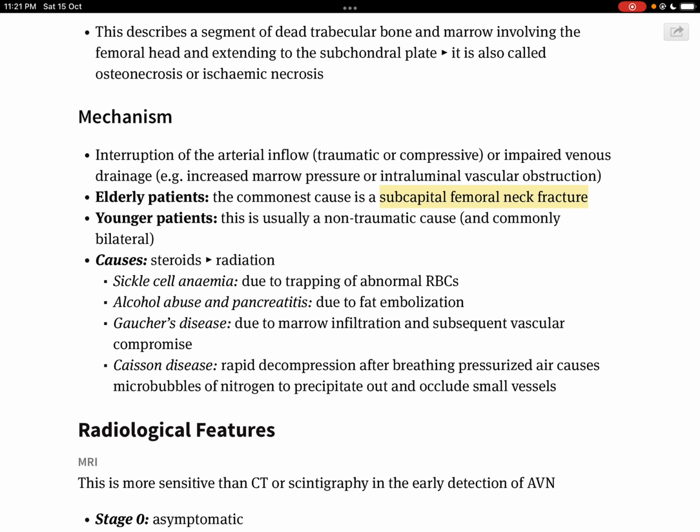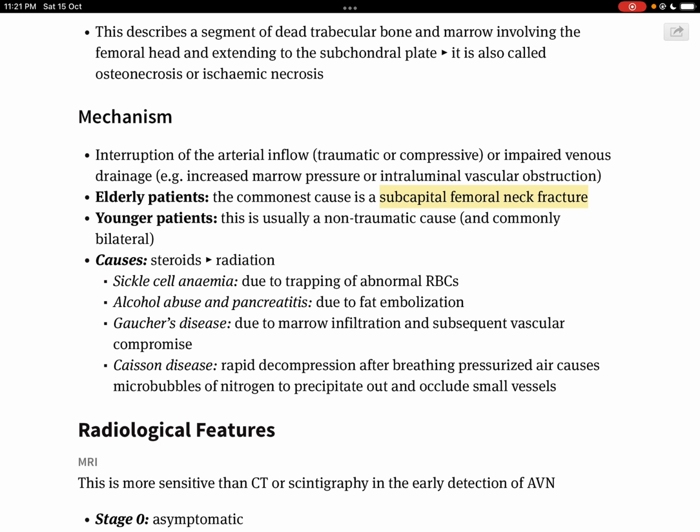In elderly patients, the commonest cause of AVN is subcapital femoral neck fracture. In younger patients, the cause is usually non-traumatic, and commonly in younger patients, AVN is bilateral.